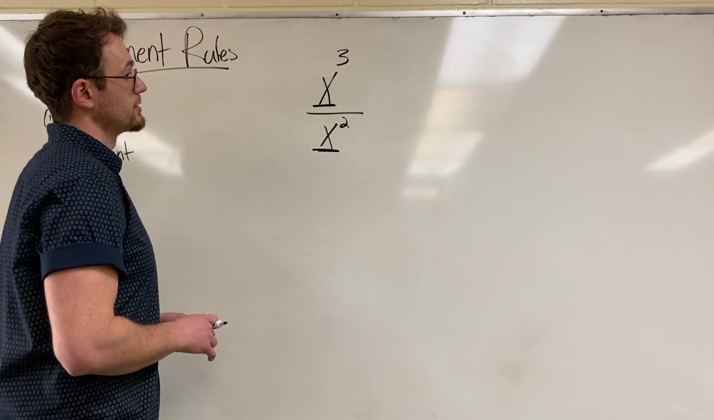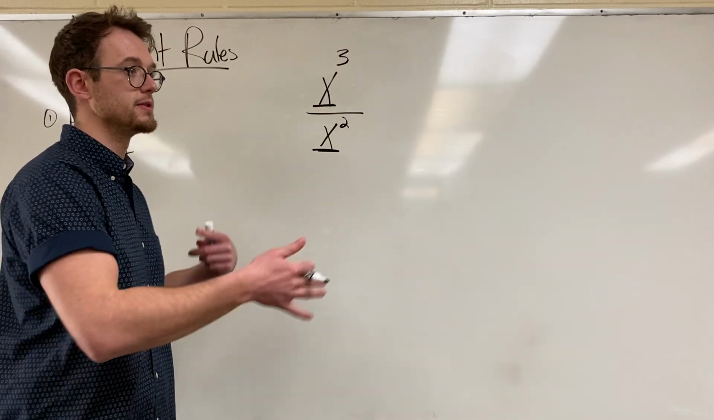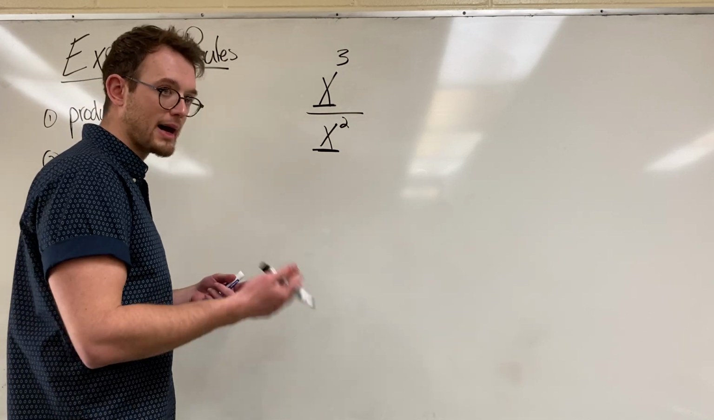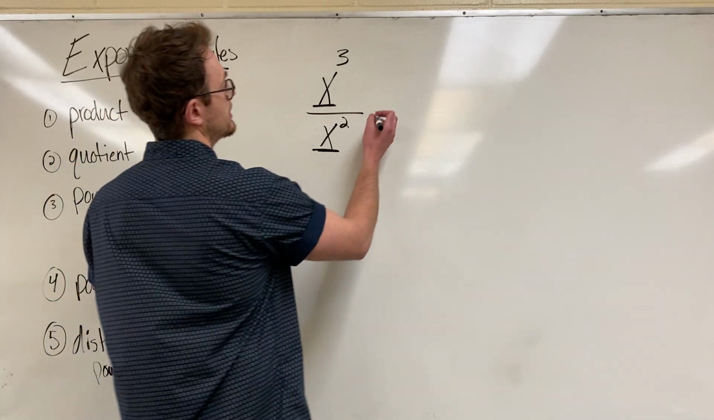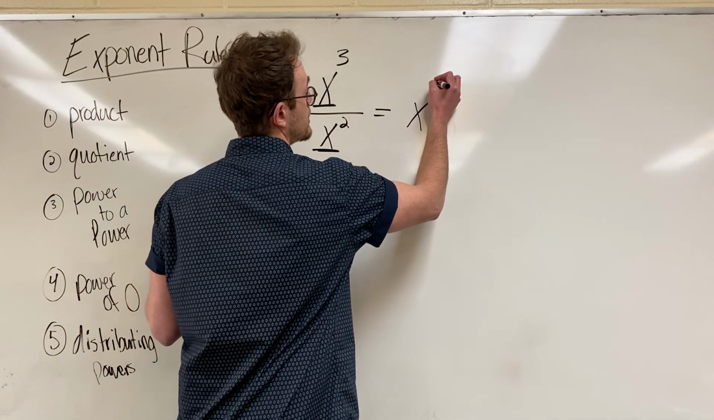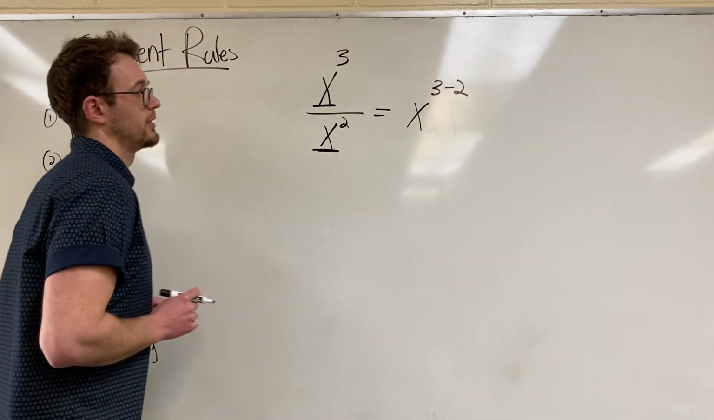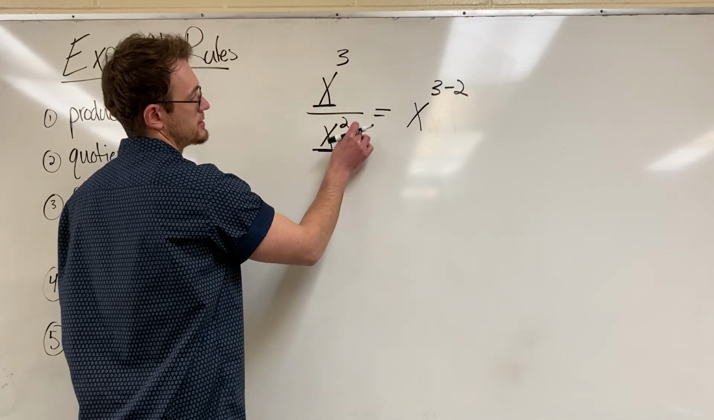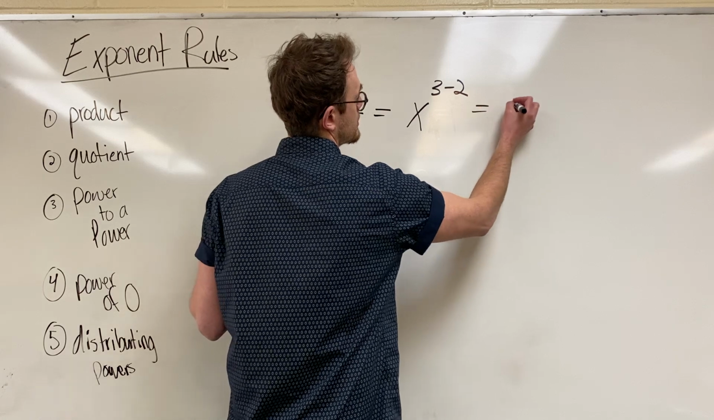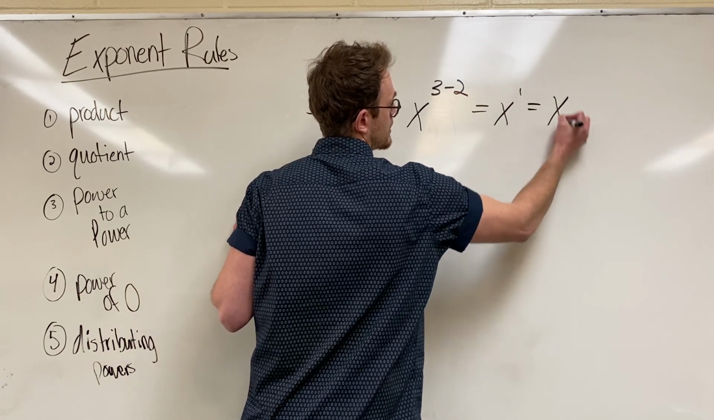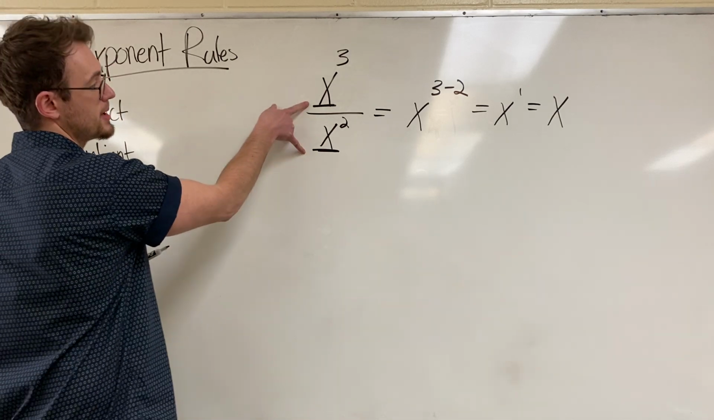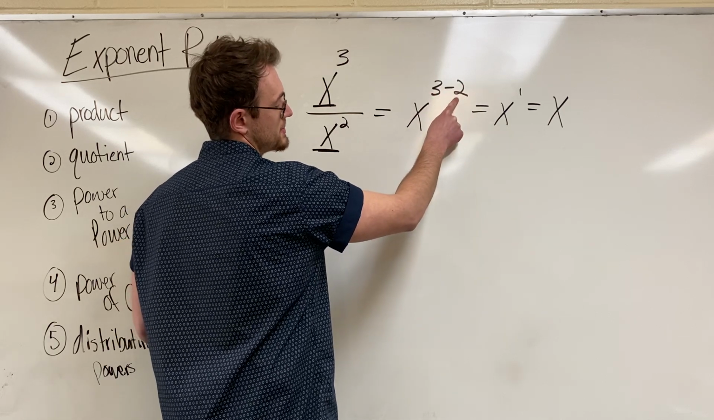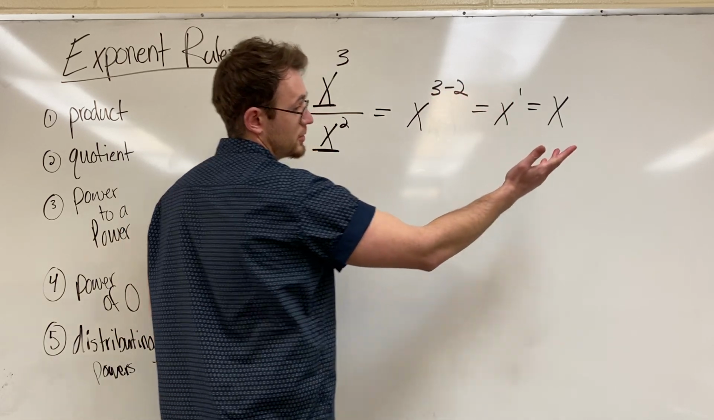All right, so product and quotient are opposites of each other. If product was addition, hopefully you can surmise that quotient would be subtraction. So this is equal to x to the 3 minus 2. The numerator's exponent minus the denominator's exponent. So you get x to the first, or you can just write x. Same base, subtract the exponents, top exponent minus bottom exponent, and then you simplify it and get your answer.